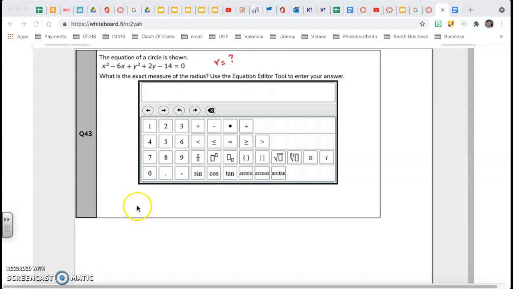Okay, let's work on 43. The equation of a circle is shown: x squared minus 6x plus y squared plus 2y minus 14 equals 0. That's the equation. What is the exact measure of the radius? So the radius is the question. Use the equation editor tool to enter your answer.